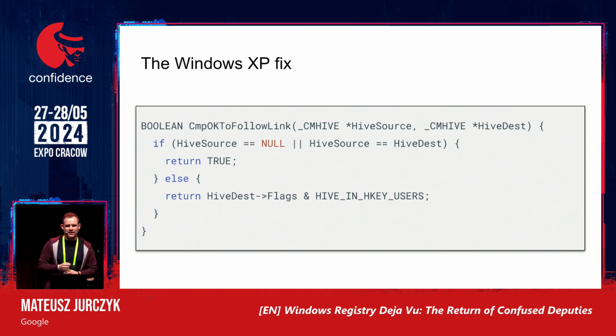So anyway, regarding Windows XP, we found a bug, we reported it, and if you look at how it was fixed in Windows XP, you can see that basically a new function was added to the kernel, which decides if it's okay to follow a symbolic link from one hive to another. So the logic is very simple. Basically, we can have symbolic links within the scope of the same hive. And if it's a cross-hive link, it's only allowed if the destination resides in HK users.